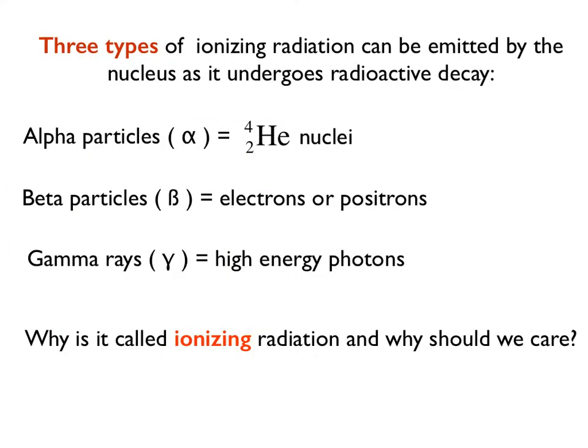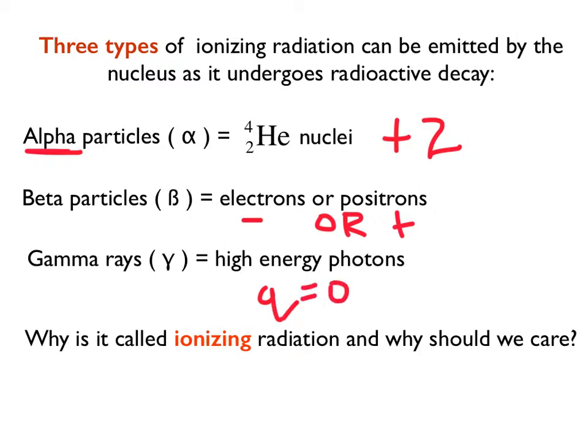Ionizing radiation can be classified into three types. Alpha particles are positive, and an alpha particle is a helium nucleus, so it has a mass number of 4 and a charge of +2. Beta particles are high-speed electrons or positrons. We'll talk a little more about positrons later, but a positron is just like an electron, has the same mass, but it's positive. And gamma rays are high-energy photons. They're electromagnetic waves with very, very short wavelengths, high frequencies, and therefore lots of energy.